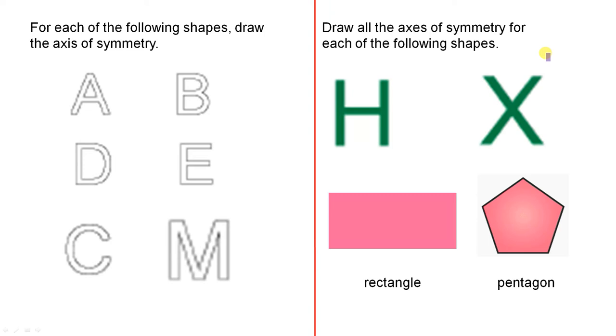Draw all the axes of symmetry for each of the following shapes. Now we saw in the video that some shapes have more than one axis of symmetry, depending on the nature of the shape. So here we have the capital letter H, the capital letter X, here we have a rectangle, and here we have a pentagon. So for each of those shapes, we need to draw all the axes of symmetry.